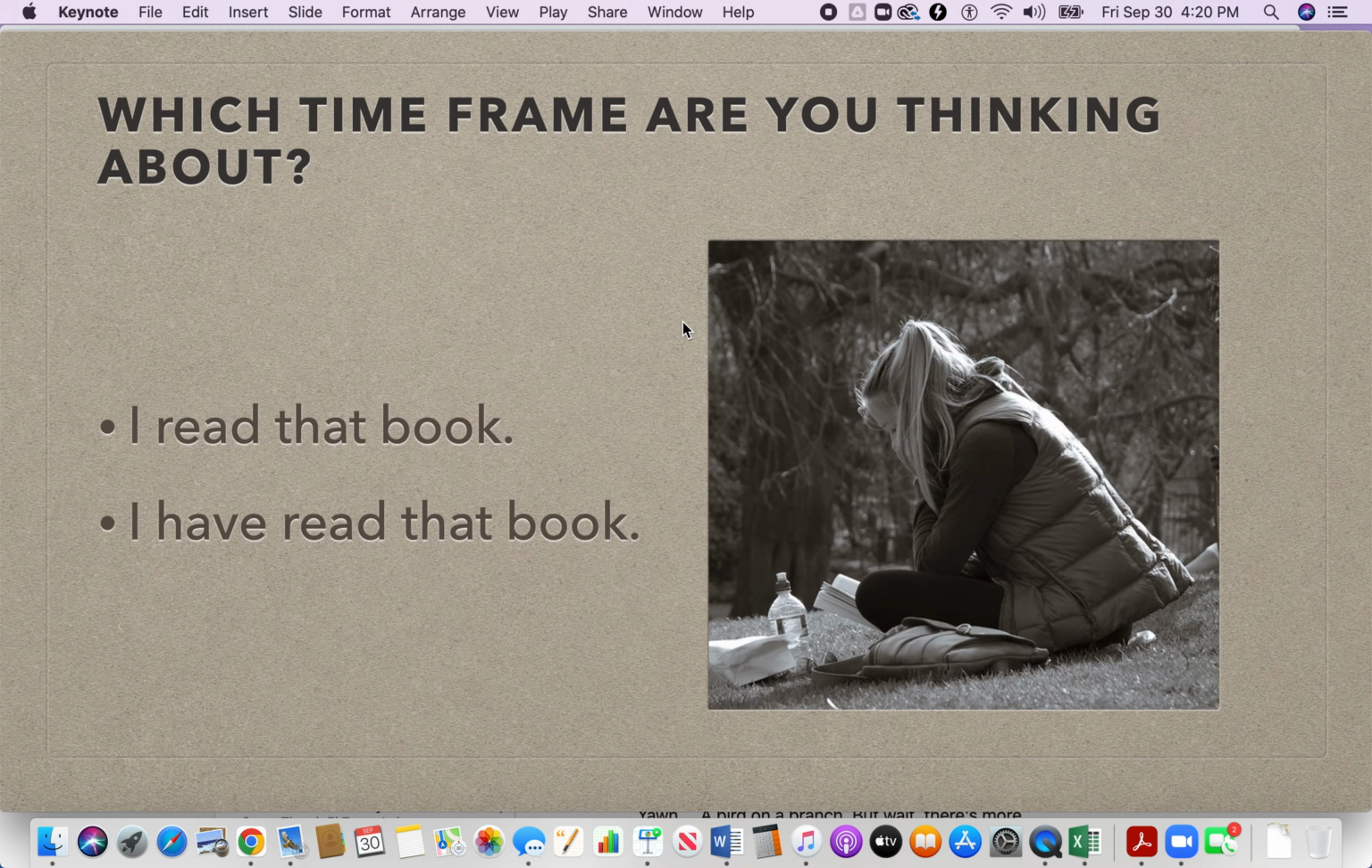But which time frame are you thinking about? The main difference between, for example, simple past tense and present perfect is how you think about the action you are describing. For example, what is the difference between I read that book and I have read that book? Both are correct. If you're thinking of a certain time when you read the book, you will use simple past tense. I read that book last year.